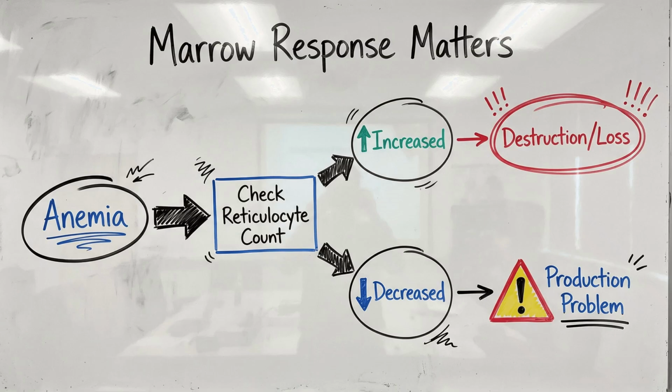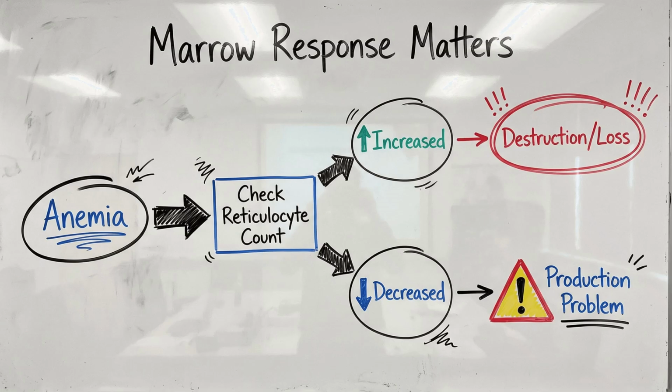So how do we answer that question? How do we know if the faucet is on or off? We look at the marrow's response, and we do that by checking the reticulocyte count. The reticulocyte count is your direct window into the bone marrow's factory floor.